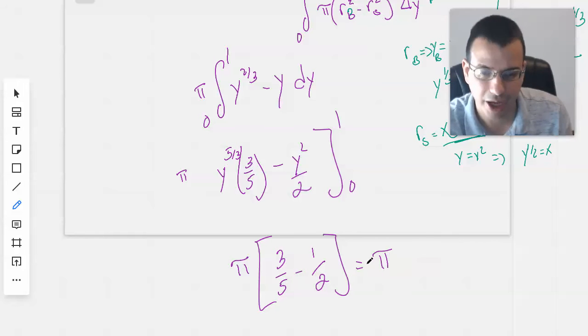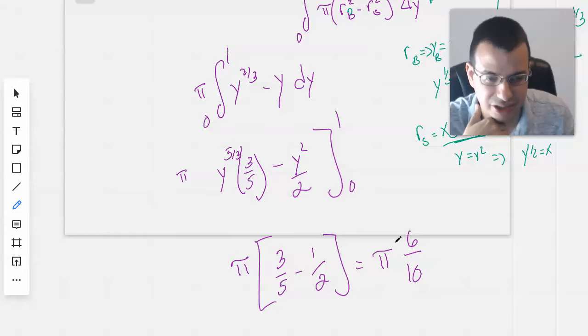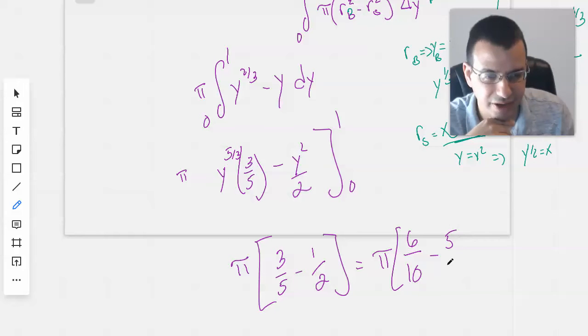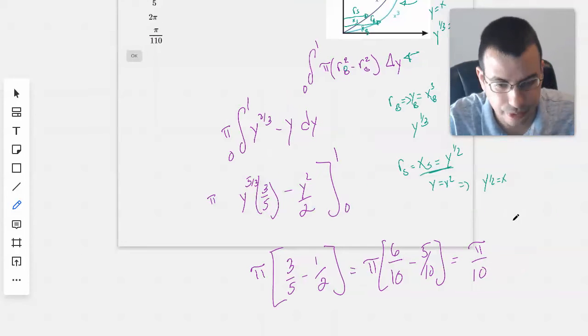So we have pi. Now we need a common denominator. I'm going to go for 10. So we'll do 6/10 minus 5/10, which equals pi over 10, or pi times 1/10.